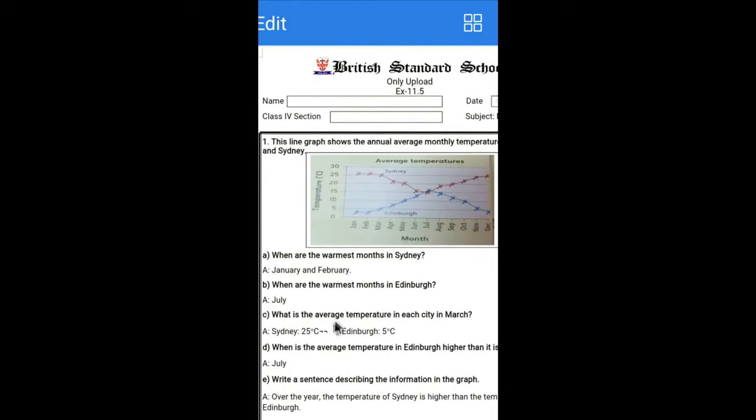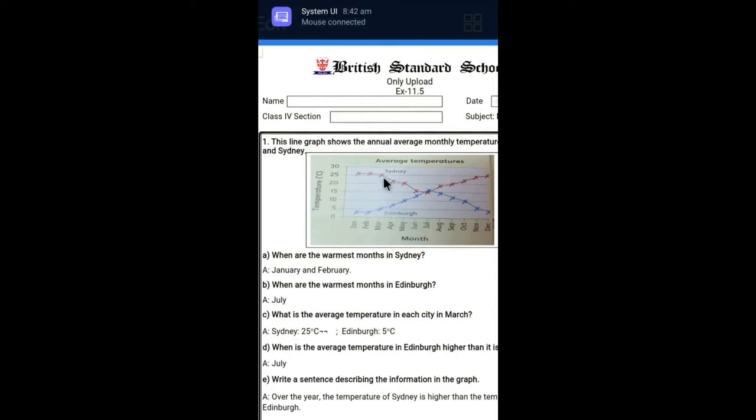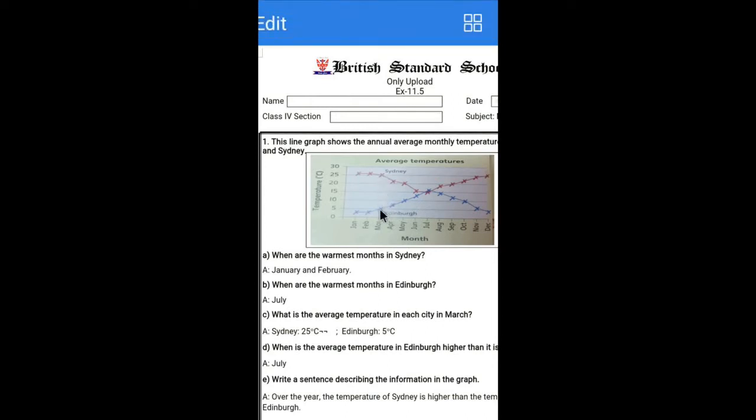C number. What is the average temperature in the cities in March? Remember that average, they're not telling you to work out the average by adding and dividing by the number of items. No, the title is average, so don't confuse this one, it's just simple. Go to March and check their temperature. If you see Sydney, we can find out that Sydney is exactly 25, and Edinburgh is the third one, you can see 5 degrees Celsius. This is 25, this is 5.